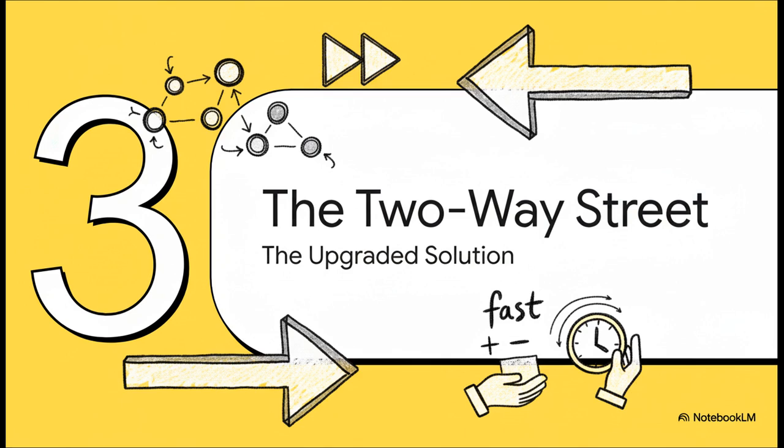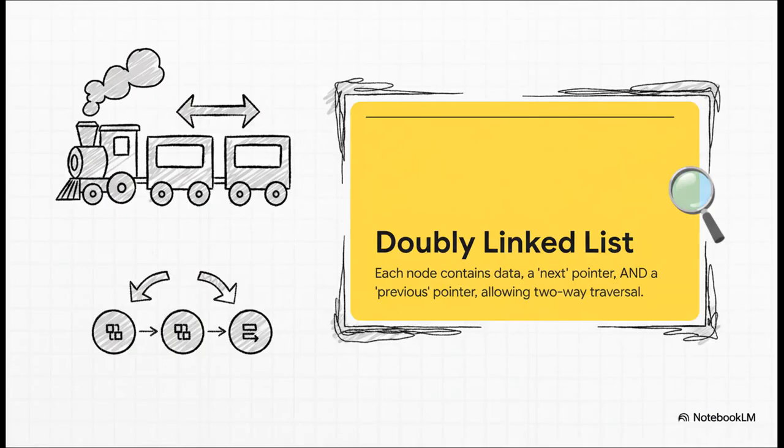Well, we need an upgrade. Enter the doubly linked list. The solution is actually pretty simple. We just add a second pointer to every node, a previous pointer. Think of it like a train. A singly linked list is like walking from the engine to the caboose. You can only go one way. A doubly linked list is like a real train. You can walk between the cars in either direction.